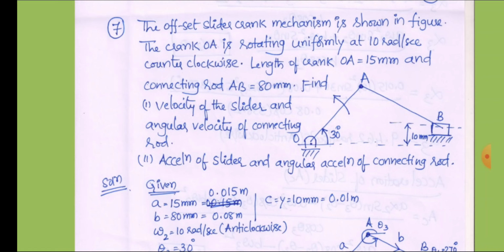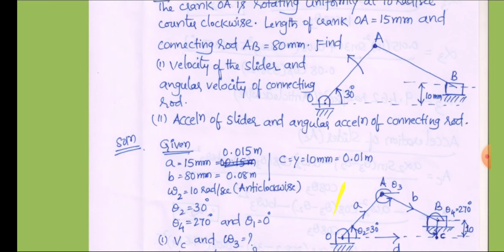Then after identifying what kind of offset slider, here theta 1 is equal to 0 and theta 4 is equal to 270, means it is our case 1 offset slider crank mechanism in which theta 3 formula is different. So the crank OA is rotating uniformly at 10 radians per second counterclockwise.